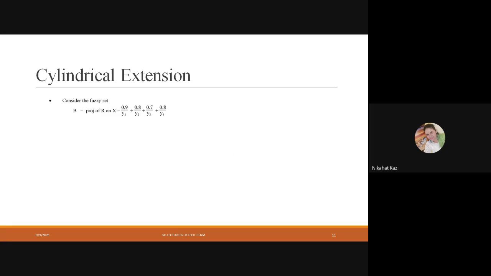So if this is the fuzzy set, what is the cylindrical extension of B on X cross Y? This is Y, and this was X. It is 0.9, 0.8, 0.7, and 0.8.